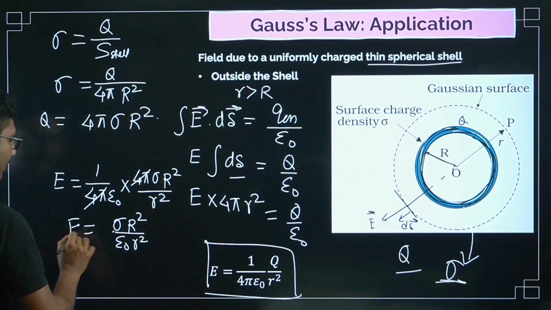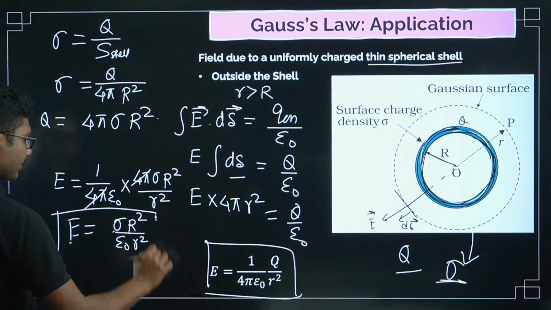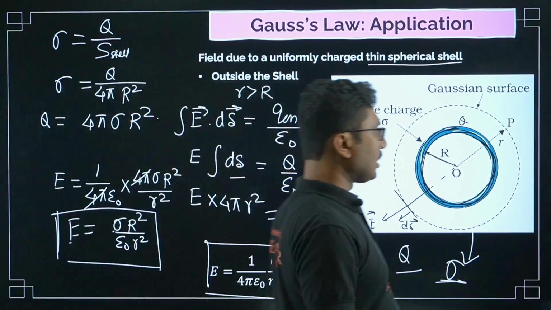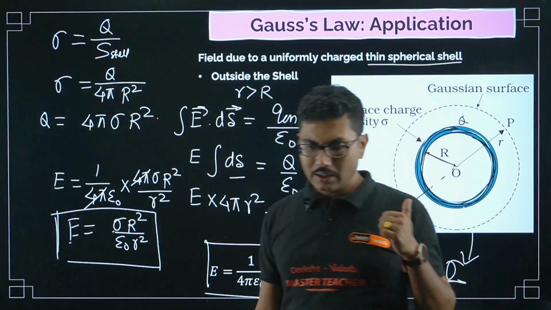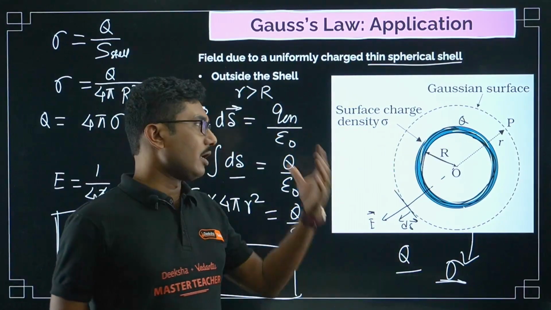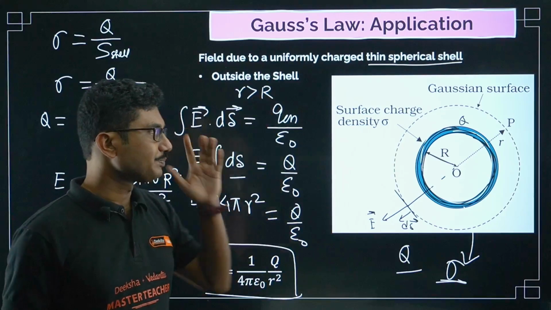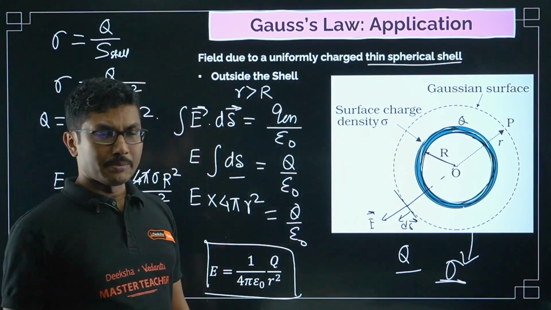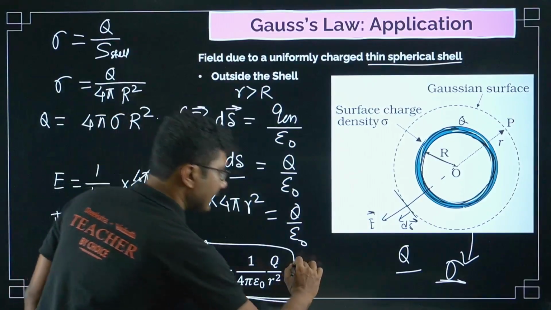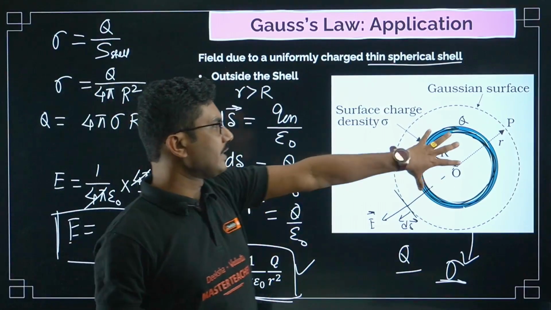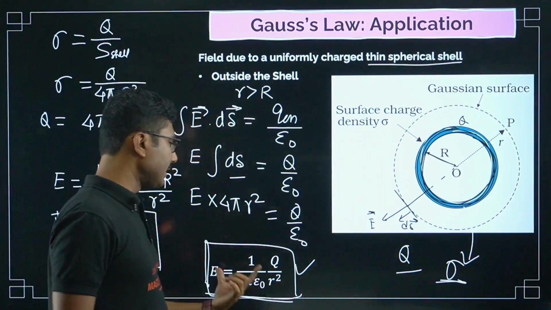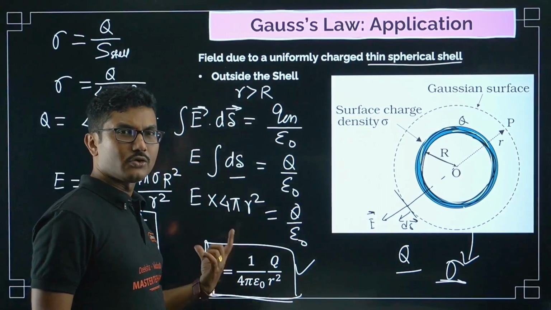This formula can be handy at times. Now this is about shell, not about the sphere. Now a complete solid sphere is not there in the syllabus, but you should remember that this formula is true even if this sphere is solid. Even if this sphere is solid, this formula will still remain true.